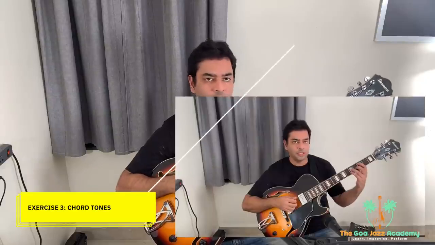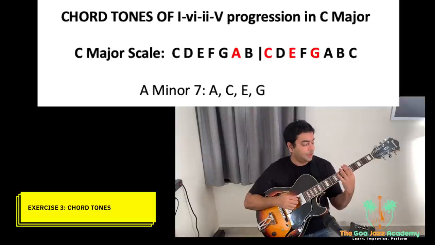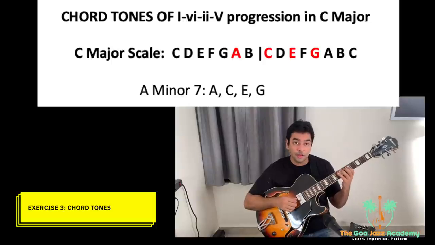Okay, to revise, essentially, let's look at the chord tones of each of these chords. So C major, we have C, E, G, B. So C is the root, the 3rd is the E, the 5th is the G, and B is the 7th. Okay, A minor is A, C, E, G. So the 3rd is C, the 5th is E, and the flat 7 is G.